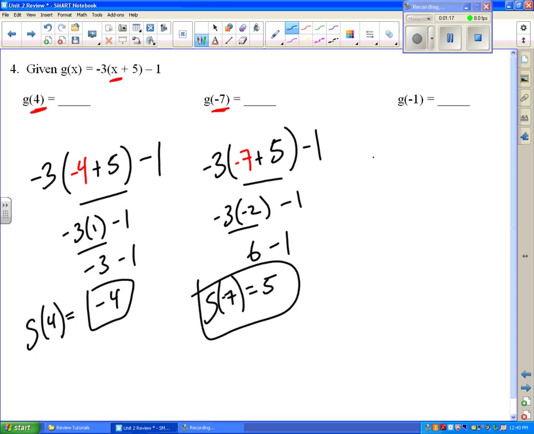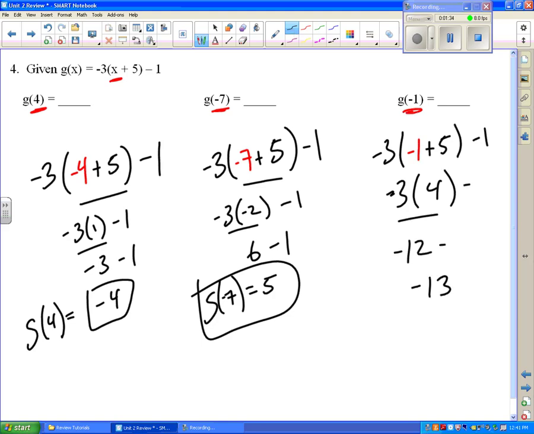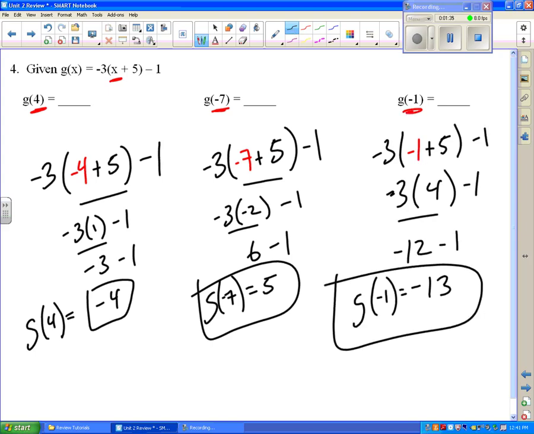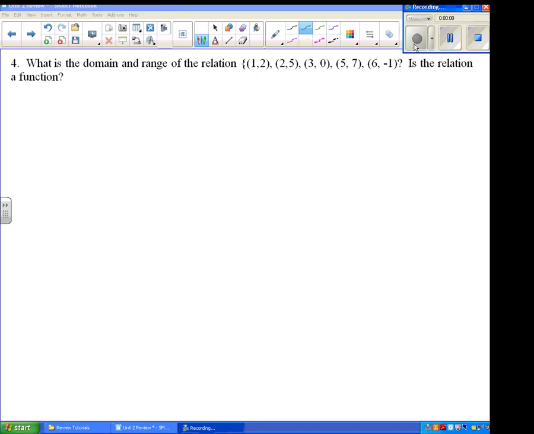And our last one, negative 3, leave our space, 5 minus 1, and we're going to substitute in a negative 1. Negative 1 plus 5 is 4. Negative 3 times 4 is negative 12, minus 1 is negative 13, so g of negative 1 equals negative 13. We're going to call this 4b.